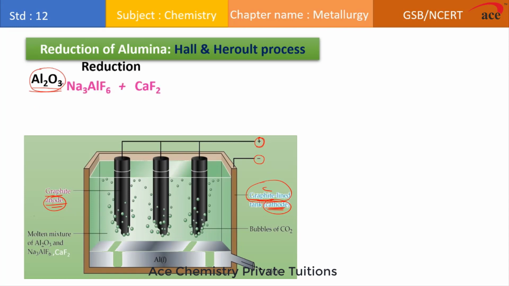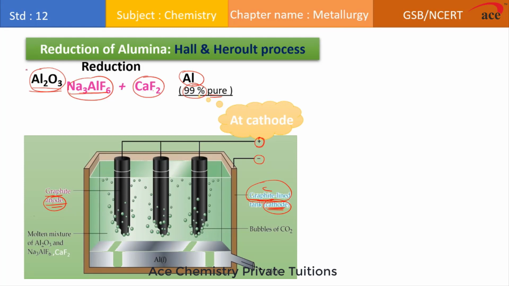Along with this alumina, we are mixing Na3AlF6, which is called cryolite, and also CaF2, which is referred to as what? Fluorspar. We are taking this mixture, and at the end of the electrolysis, 99% pure aluminium is obtained at the cathode.